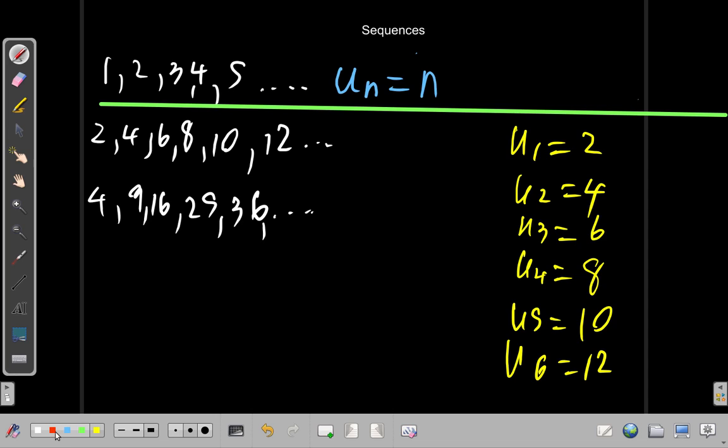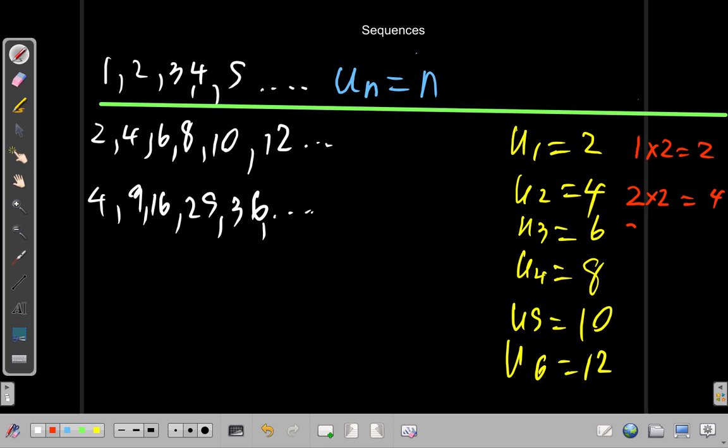Now, let's see if we can figure this out. U1 is 1. Suppose we have the first term, that's position number 1, multiplied by 2, we get 2. Would it work here? In position number 2, if we multiply 2 by 2, we get 4. Well, seems to work for that one.